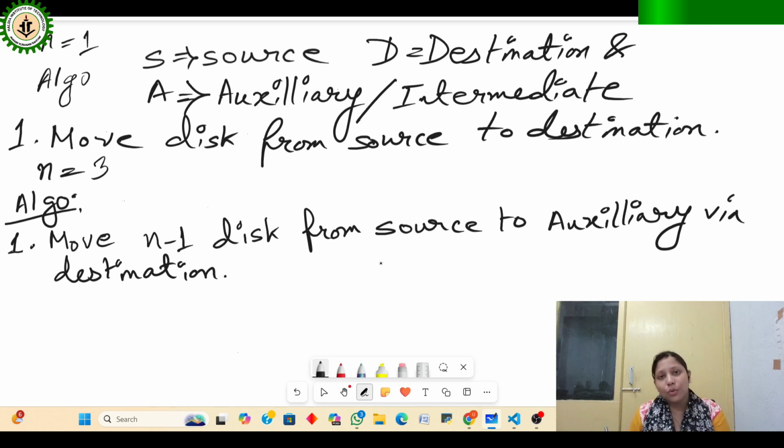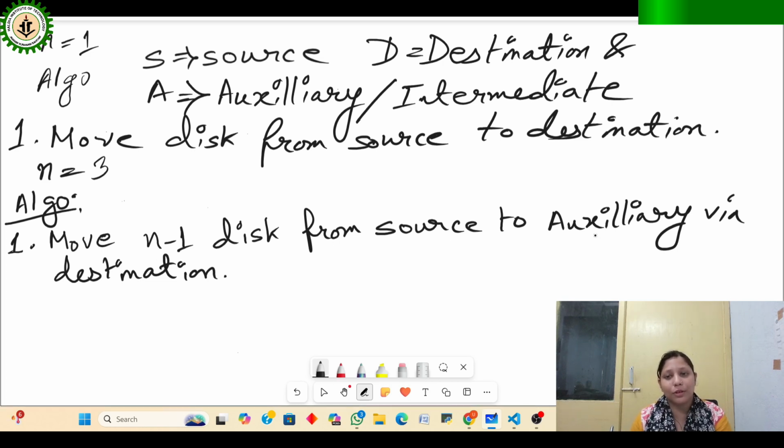Like if you want to go from Kolkata to Goa, then you can take the flight via Bangalore. So you have to halt in Bangalore from Kolkata to Bangalore for a while, and then from Bangalore to Goa you can go on your trip. Now this is the same case from source to auxiliary. The smaller disk will move via destination.